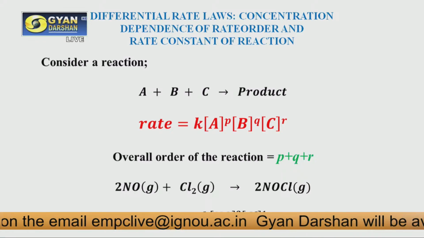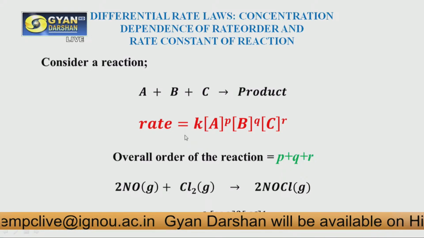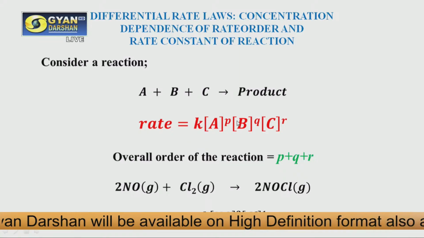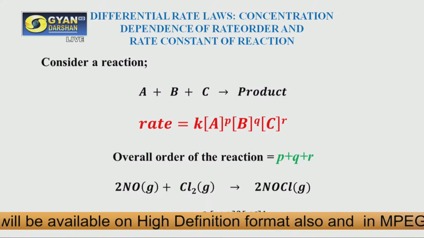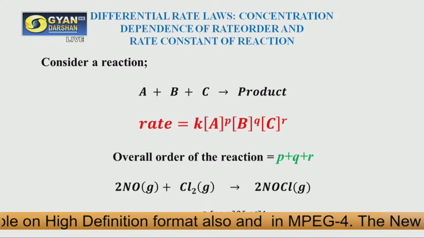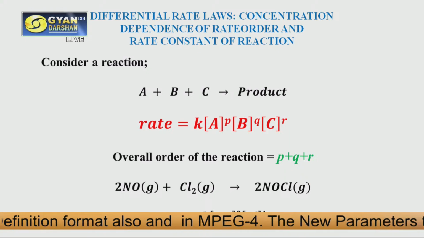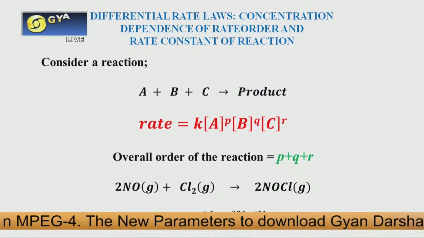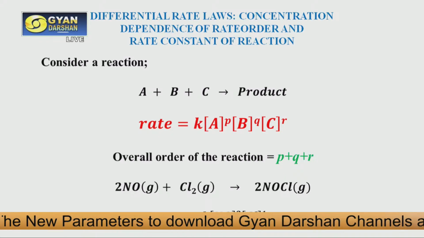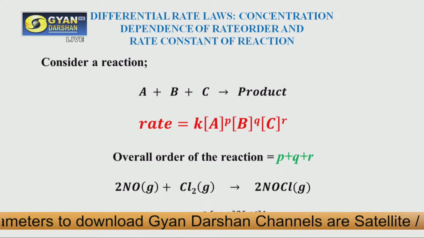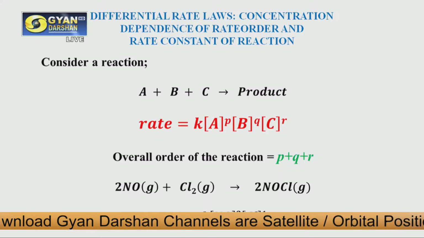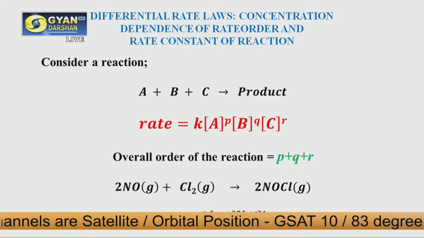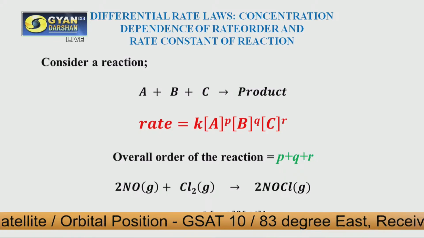Then we can consider the overall rate of the reaction is whatever the power of the reactant concentration: A to the power P, B to the power Q and C to the power R. Then the overall reaction order we can write as P plus Q plus R. Basically it is the sum of the powers of the reactant concentrations. But in the previous lecture we showed that it is not directly calculated from the reaction. It is calculated from the experiment.